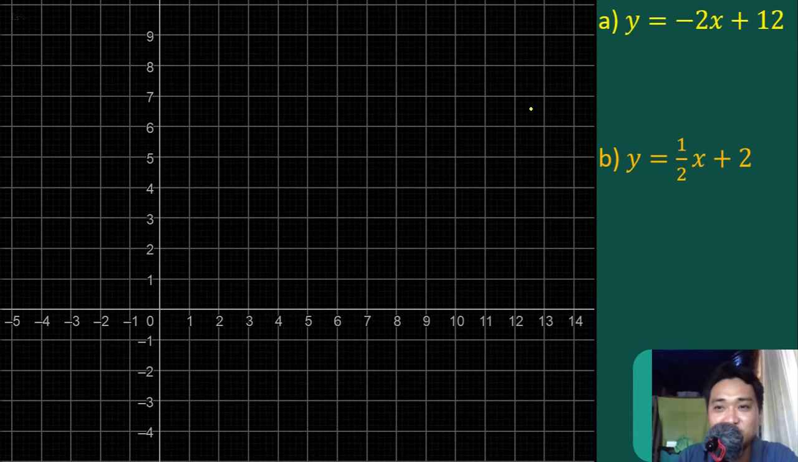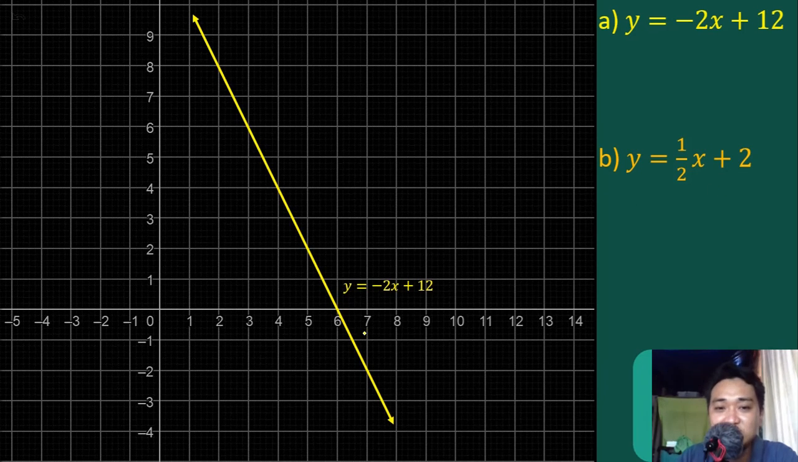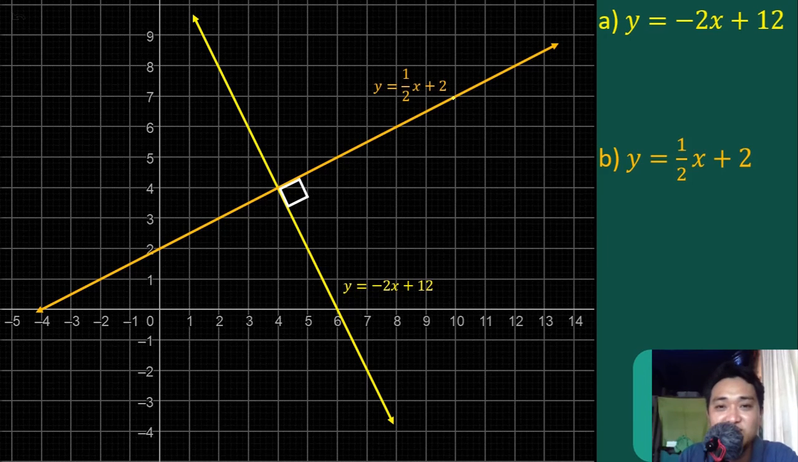So let us check what happens to the graph of y is equivalent to negative 2x plus 12 and y is equivalent to 1/2 x plus 2. So this is the graph of y is equivalent to negative 2x plus 12, and this is the graph of y is equivalent to 1/2 x plus 2.